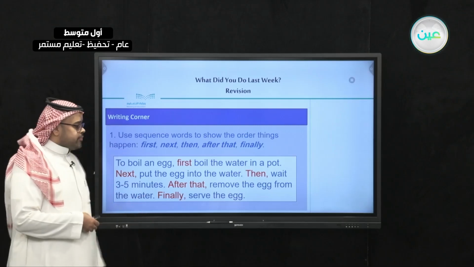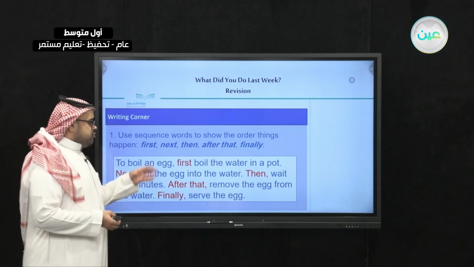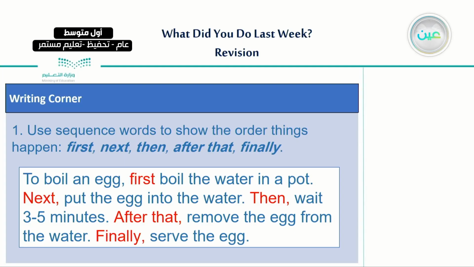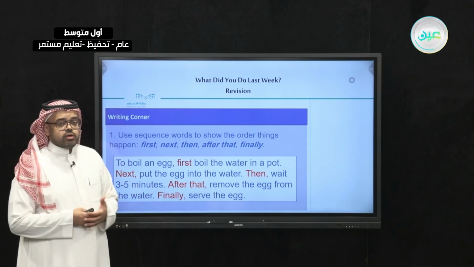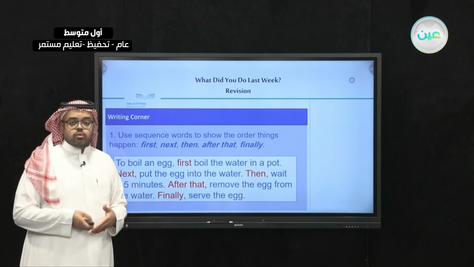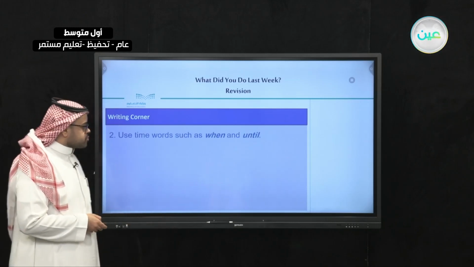For example, to boil an egg: first, boil the water in a pot. Next, put the egg into the water. Then wait 3 to 5 minutes. After that, remove the egg from the water. Finally, serve the egg. So this is only a simple example that we have learned last time about how we can use the sequence words properly.